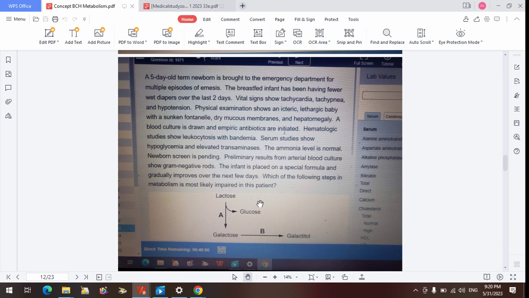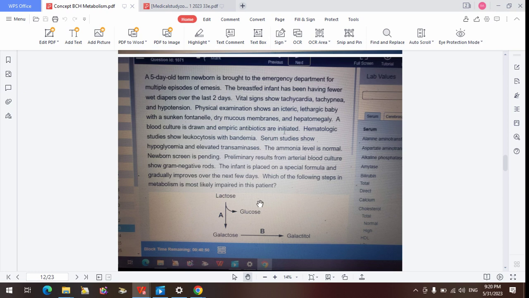Hematologic studies show leukocytosis with bandemia. Serum studies show hypoglycemia and elevated transaminases. The ammonia level is normal. Newborn screening is pending. Preliminary results from the arterial blood culture show gram-negative rods. The infant is placed on special formula and gradually improves over the next few days. Which of the following steps in metabolism is most likely impaired in this patient?